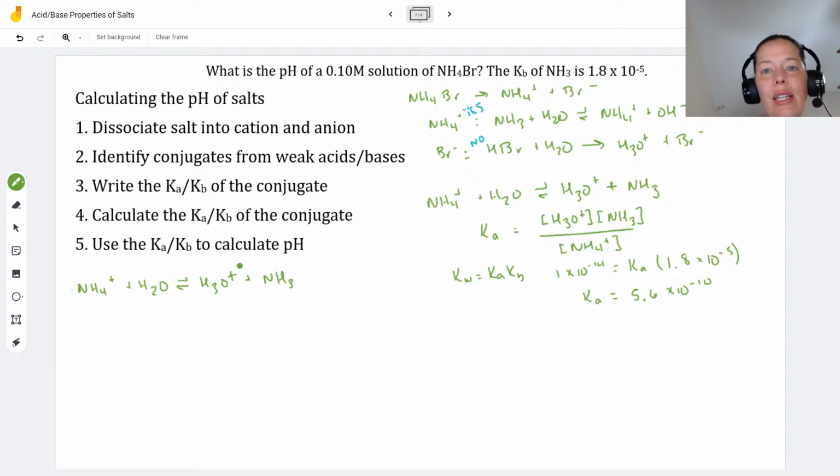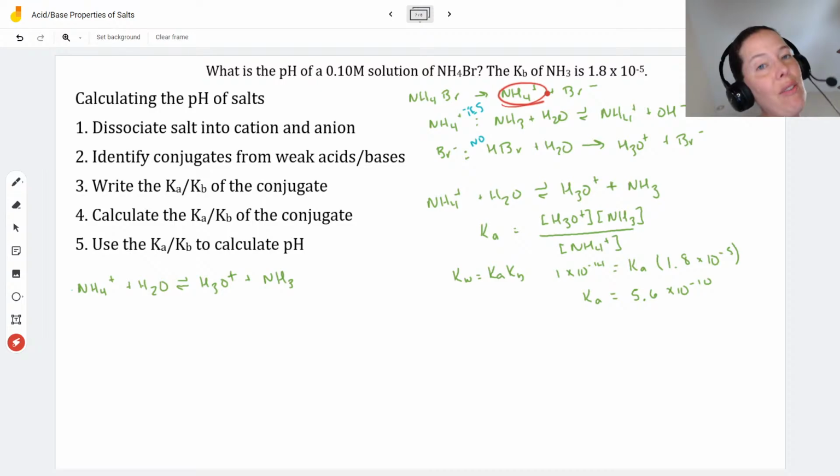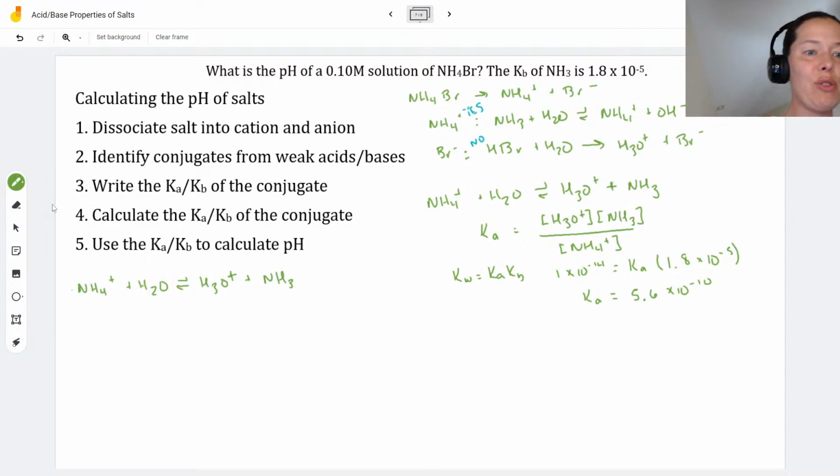So I need my initial concentrations, and the problem gives me my initial concentration of my salt. Again, remember that I've got this first equation here. So my salt dissociates. That means for any moles that I have of my salt, I'm going to get 1 mole of my cation. So because I have a 0.1 molar solution of my salt, I have a 0.1 molar solution of my ammonium cation. Again, this is just pure stoichiometry. So this is 0.10. And of course, I don't have any hydronium or ammonia, and we just ignore water as usual. So now I need my change.